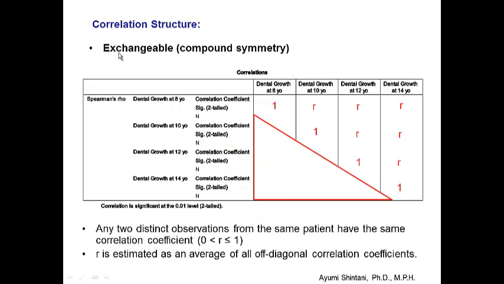And the next one, exchangeable, which SPSS calls compound symmetry. Compound symmetry is a correlation structure where you assume the correlation between any two time points is the same. R is a correlation coefficient, a number between -1 and 1. I mean, it's hard to have a negative correlation of repeated measures, so R is usually a number between 0 and 1. So here you are saying the correlation between measurements at 8 and 10 is the same as the correlation between measurements at 12 and 14, or 10 and 14.